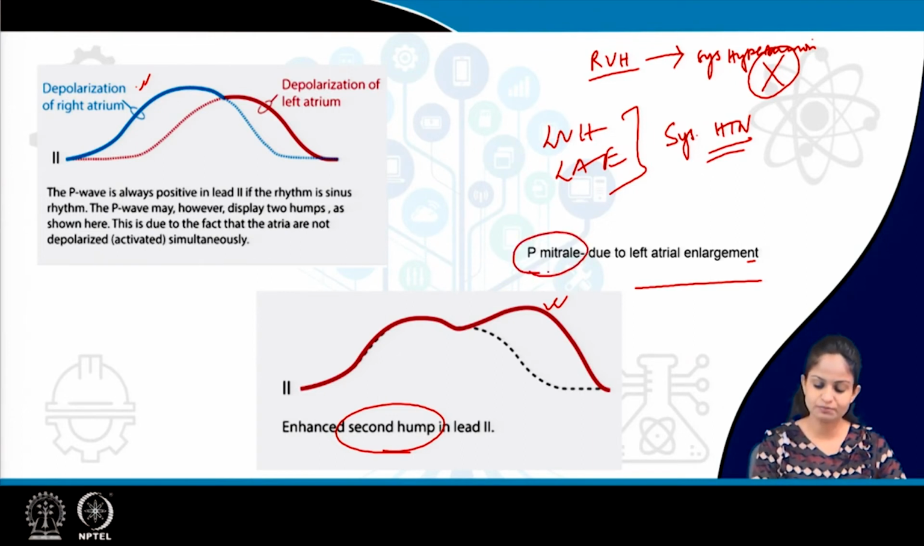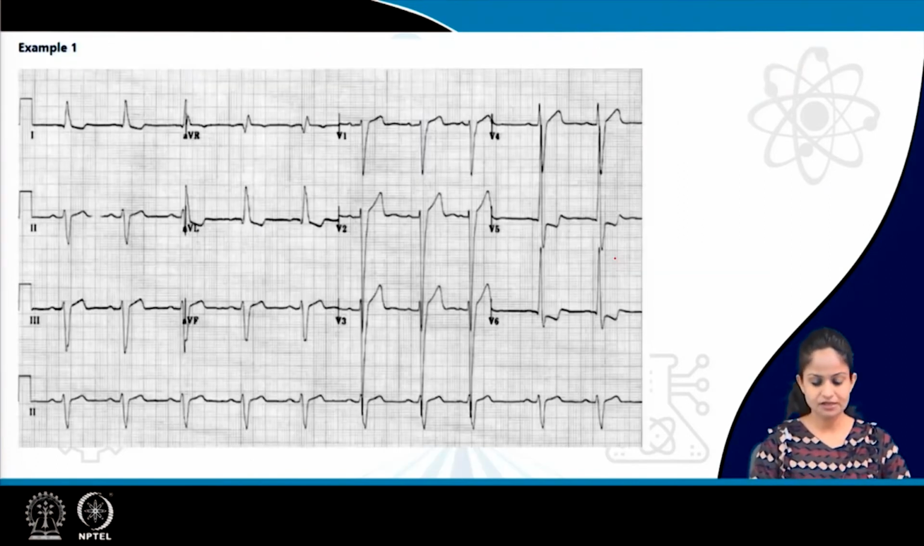This is also known as P mitrale, because left atrial enlargement and this sort of wave are usually seen whenever there is mitral valve pathology, like mitral valvular regurgitation. So, that is why the wave name is P mitrale. The same we see in right atrial enlargement, which is related to pulmonary pathology: we get P pulmonale. So, these are certain ECG features which we get in left ventricular hypertrophy.